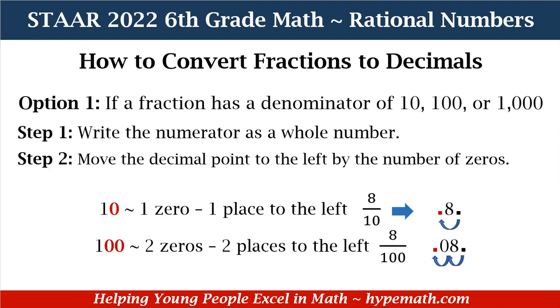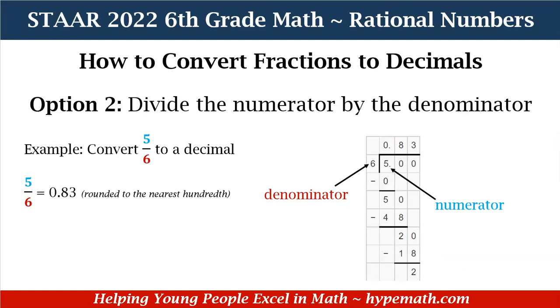Next, we have 8 over 100. There are 2 zeros in 100, so we are going to move our decimal 2 places to the left. Again, writing our numerator as a whole number, our decimal is right after the 8. We are going to move it 2 times, and 0.08 is our answer.